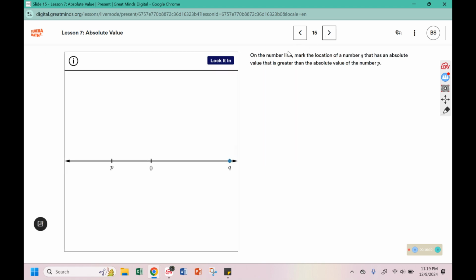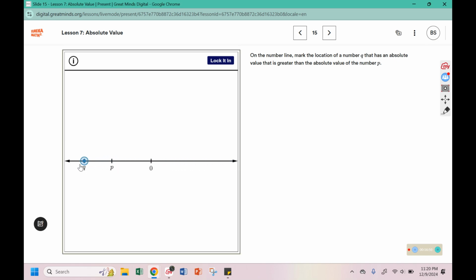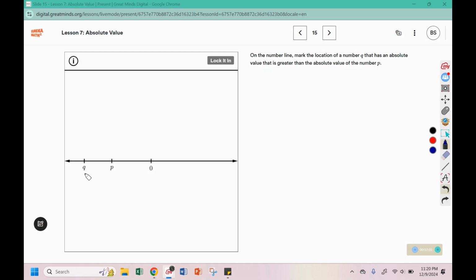On the number line, mark the location of the number Q that has an absolute value that is greater than the absolute value of the number P. So the absolute value is talking about the distance. We want the distance from 0 to Q to be larger than the distance from 0 to P. So Q can be way over here, or it could be over here, as long as the distance from 0 to Q is farther. So I'm going to lock it in here. This distance from 0 to Q is greater than this distance from 0 to P. It's farther.